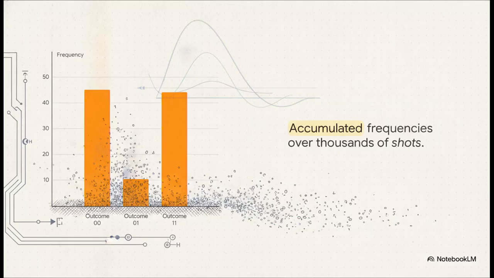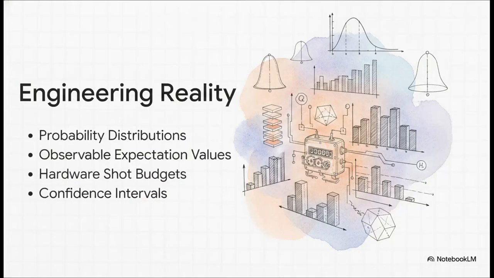To actually see the probabilities driven by those complex amplitudes, you have to run the circuit over and over again. You execute thousands of shots, accumulating the individual classical bit strings into a statistical histogram. The varying heights of that histogram represent the accumulated frequencies, and that is exactly how we estimate the underlying expectation values. Which leads us to the ultimate engineering reality.